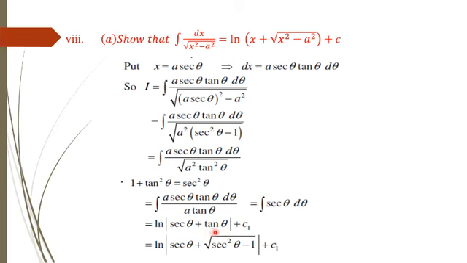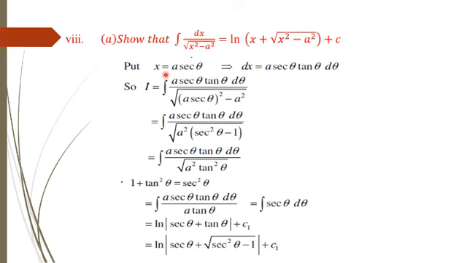Natural log of secant theta plus tan theta plus C1. C1 is the same constant like C. There is no difference between C1 or C. We can write C1 or C in that place.